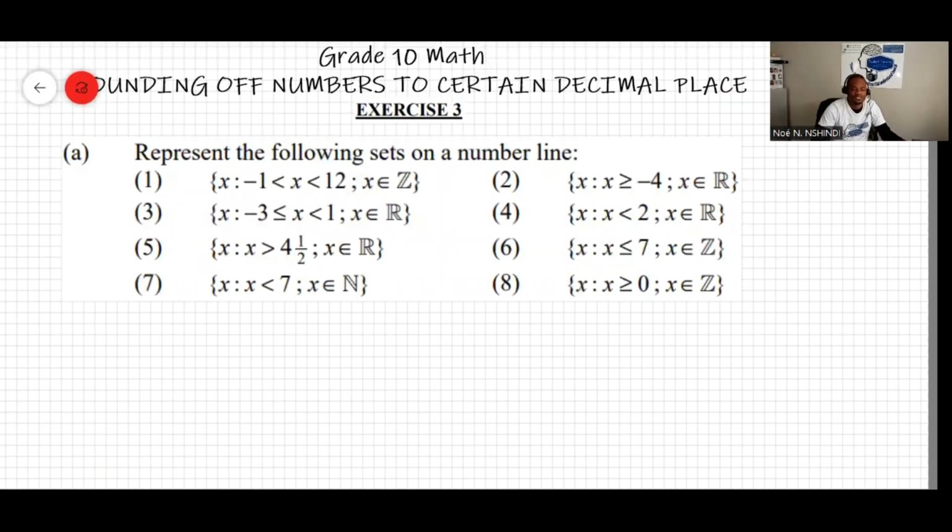Well, we have a question here that says represent the following set on a number line. Okay. Question 1 says -1 less than x less than 12. X is a real number. So if I need to represent the number line, let's do.